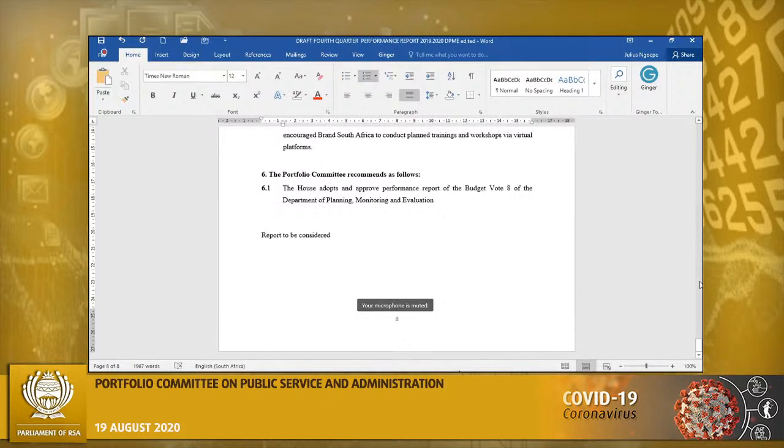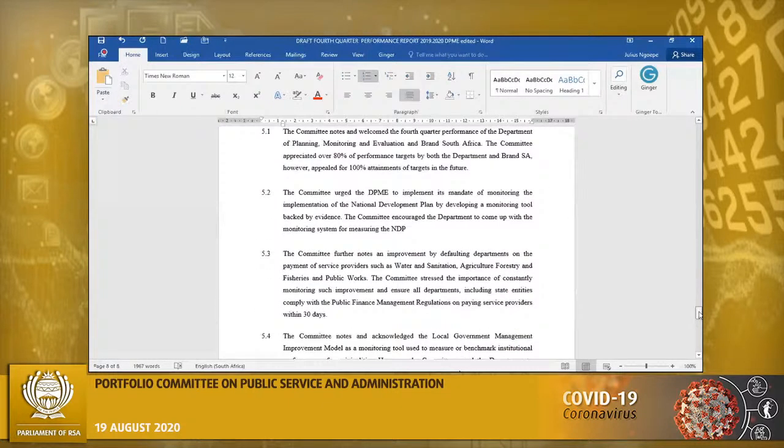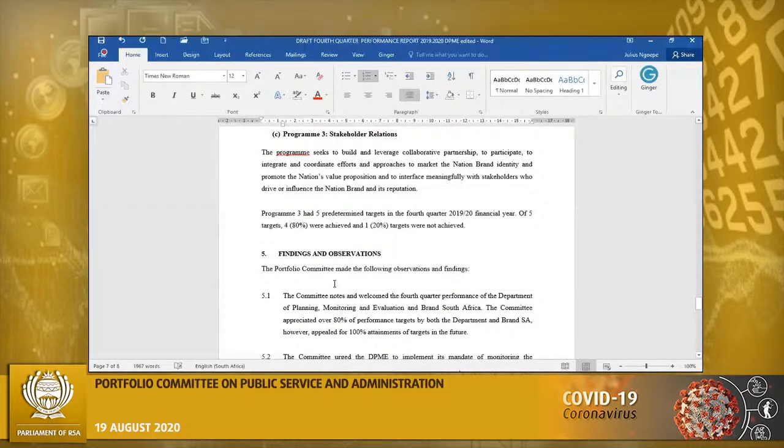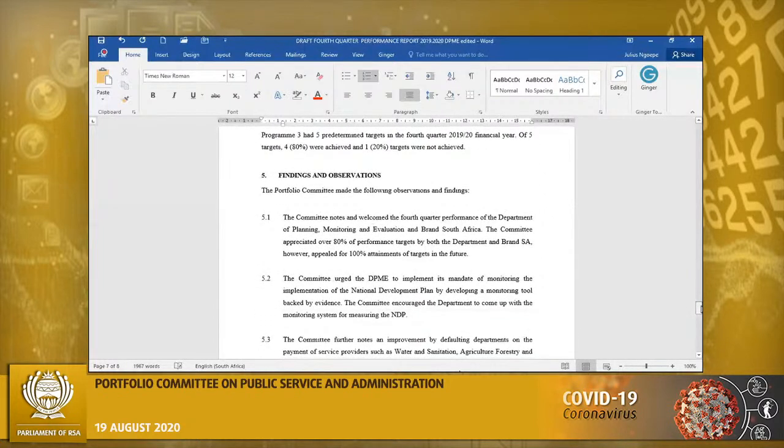The next one is the report on the Department of Planning, Monitoring and Evaluation. With regard to the findings, Chair and honorable members, 5.1, the committee notes and welcomes the fourth quarter performance of the Department of Planning, Monitoring and Evaluation and Brand South Africa. The committee appreciated over 80% of performance targets by both the department and Brand SA. However, it appealed for 100% attainment of targets in the future.